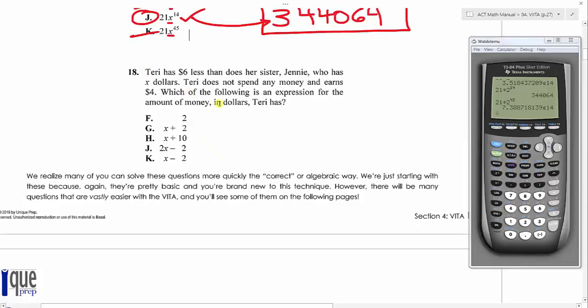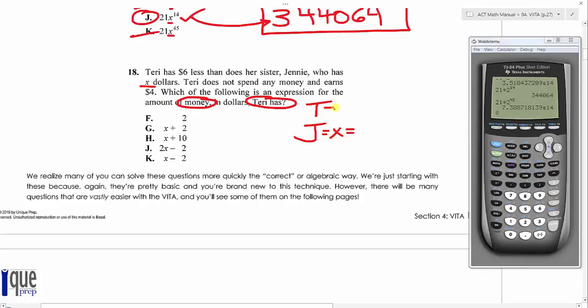Terry has $6 less than does her sister Jenny, who has X dollars. Terry does not spend any more money and earns $4. Which of the following is an expression for the amount of money Terry has? So let's go ahead and circle what they are asking. Money Terry has. How about that? So we are going to go ahead and list our variables. We have basically two variables here. We have a Terry and we have a Jenny, but we do need to remember that they tell us that Jenny has X dollars. So Jenny is actually equal to X.